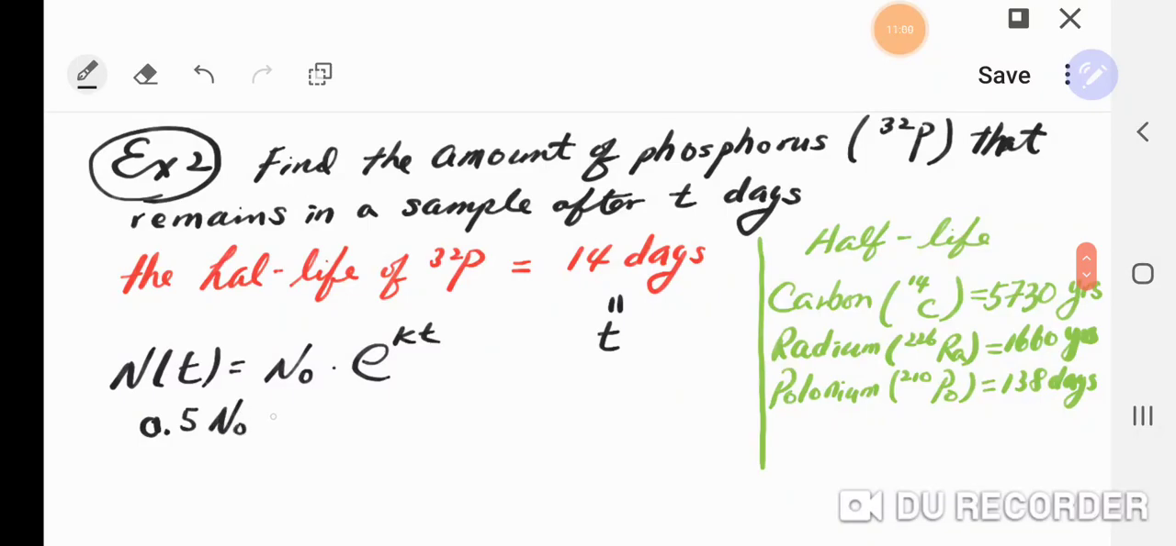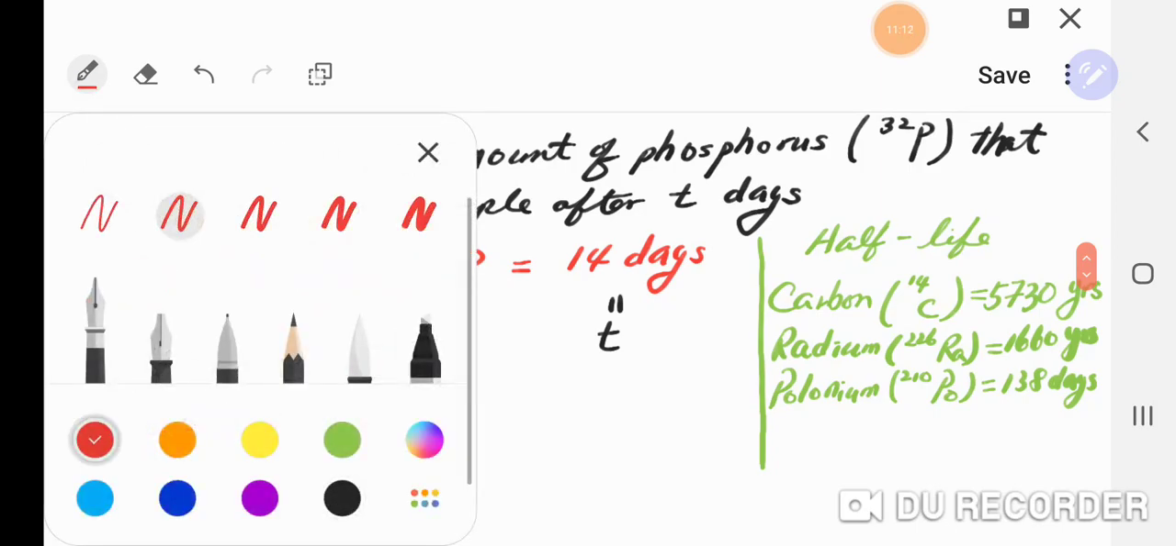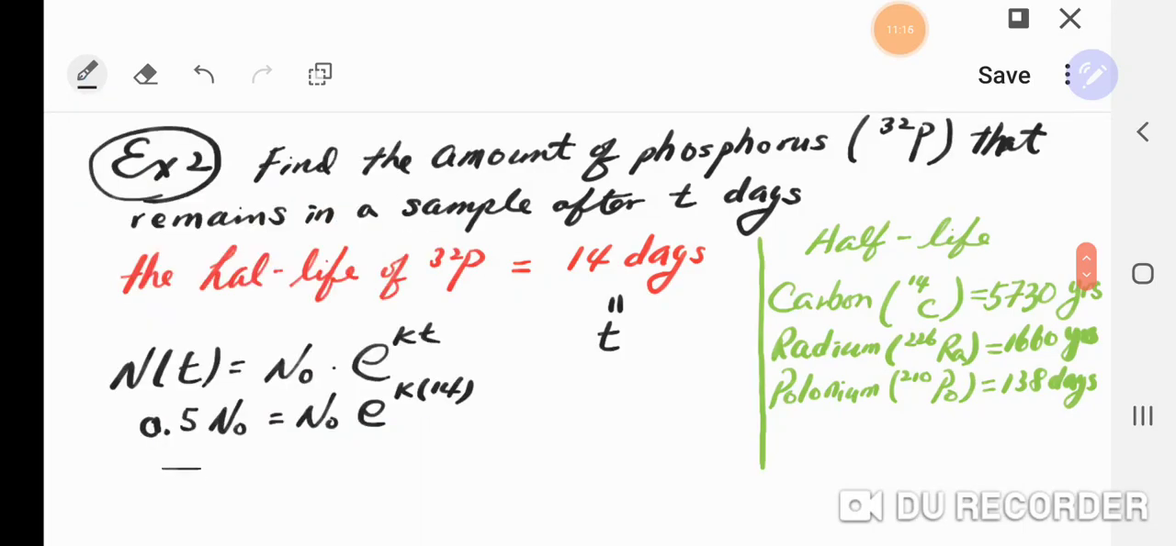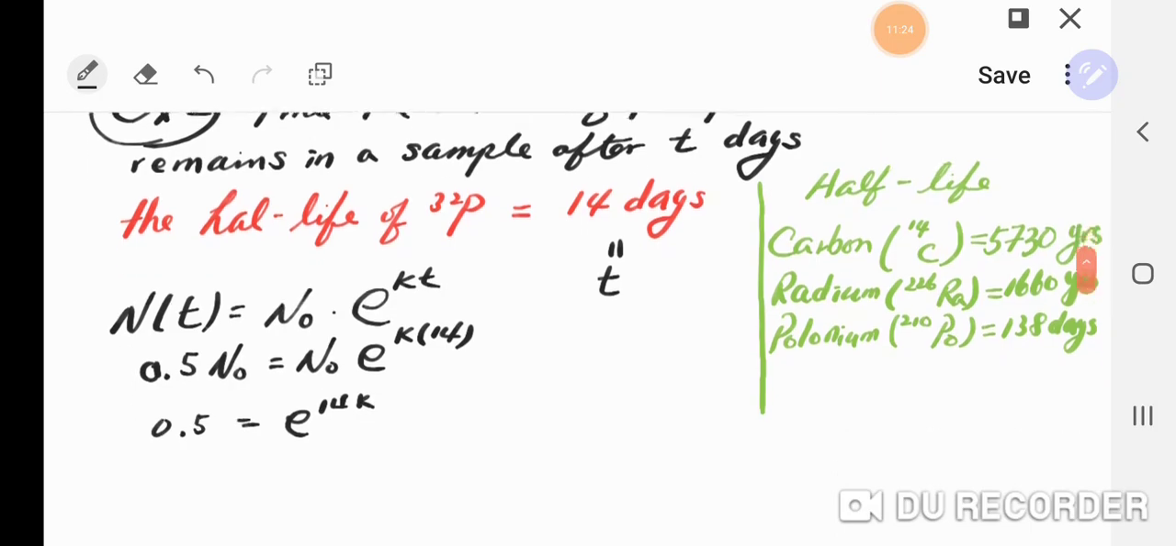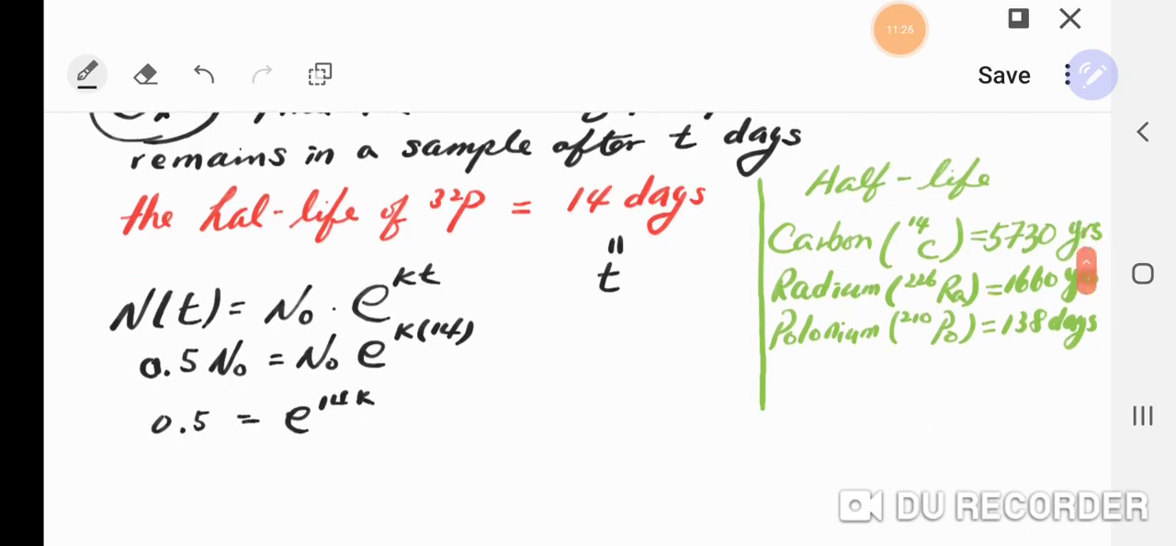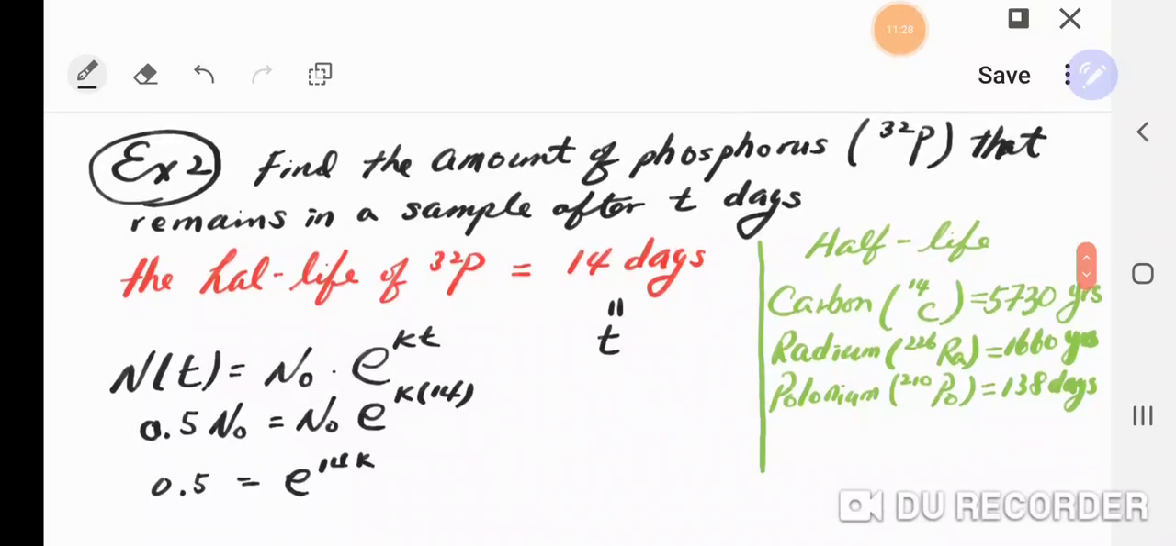After t days, the value of t is 14 days. So write 14. And then we can cancel out this n0. So 0.5, which is 1 over 2, is equal to e to the 14k. From this, we can find the value of k. By the way, the half-life of phosphorus is 14 days.